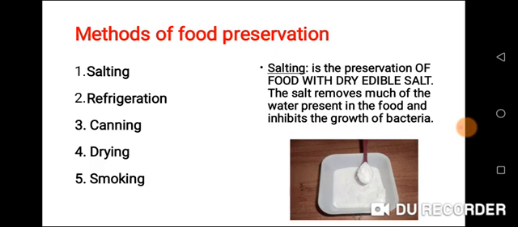Methods of food preservation: salting, refrigeration, canning, drying, and smoking. Salting is the preservation of food with dry edible salt. That is the type of salt that we normally use for preparing food at home. The salt removes much of the water present in the food and inhibits the growth of bacteria. That is, it prevents the growth of bacteria.